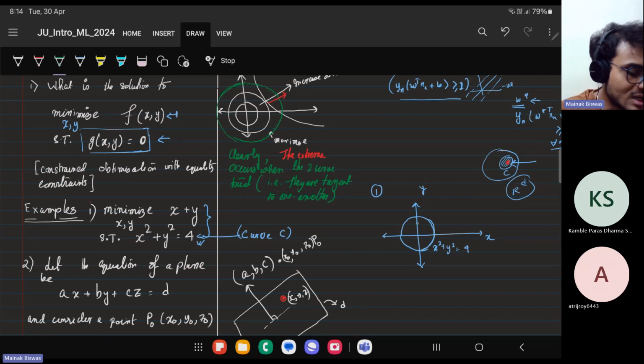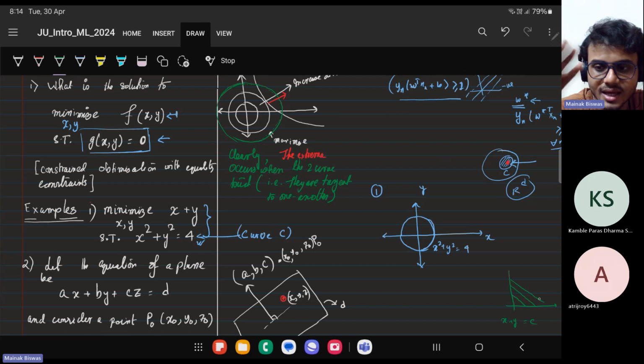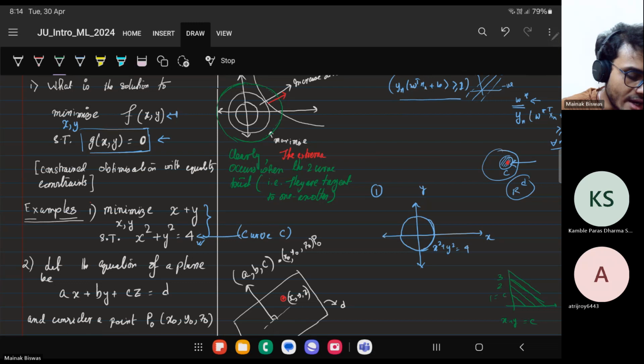So what does x plus y look like? We have discussed our contour plots. Say you set x plus y equal to c, you fix c, and then you keep drawing these lines. In 3D, the values will increase. So c equal to 1, 2, 3, 4, and so on. It will go on both sides. This is the contour plot for x plus y.